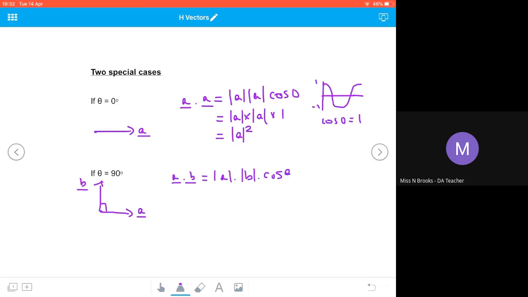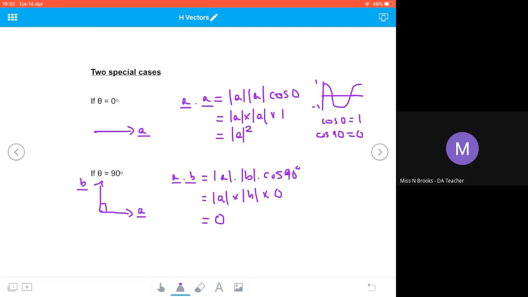Now, if we go back up to our curve above and see at 90 degrees, cos of 90 is going to equal 0. So if we substitute those values in, we've got the magnitude of A multiplied by the magnitude of B multiplied by 0. And we know that anything multiplied by 0 is going to be 0.